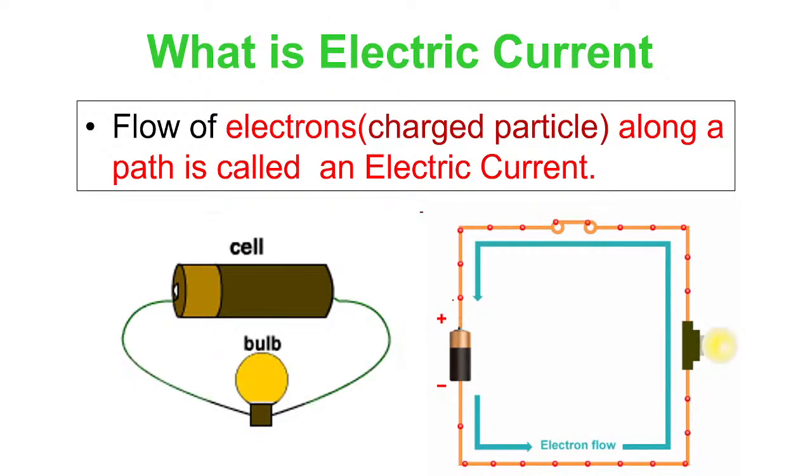Now let us try to understand what is electric current. Electric current is nothing but the flow of electrons along a closed path. So how do we define electric current? Electric current is nothing but the flow of electrons along a path, and that we term as electric current.